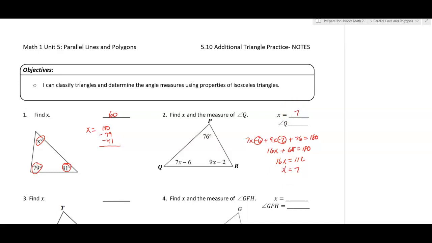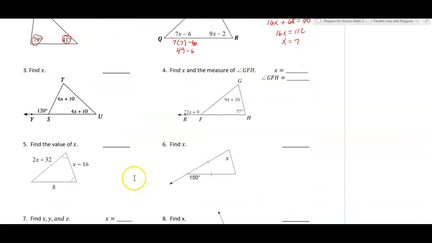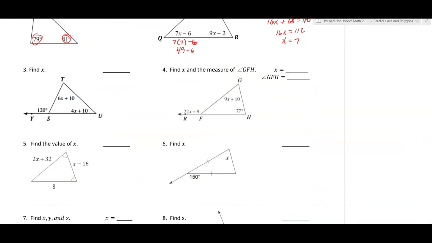They want you to find angle Q now, so what we're going to do is take x and plug it in. 7 times 7 minus 6 give you 49 minus 6, which would be 43 degrees. Now remember here, this is an exterior angle, and that is equal to the sum of the two remote interior.